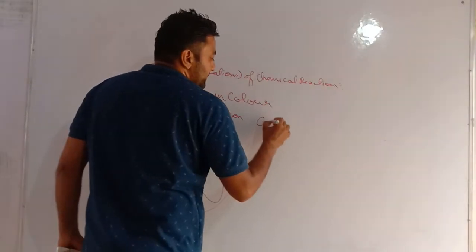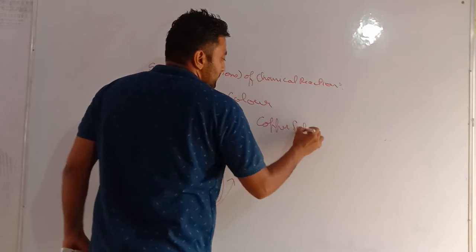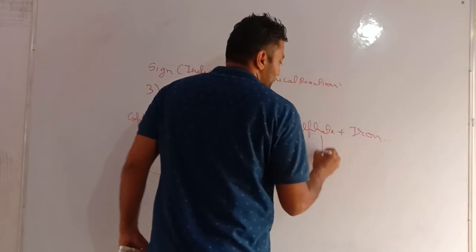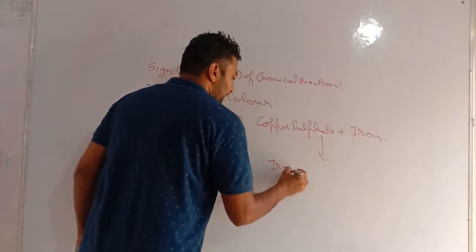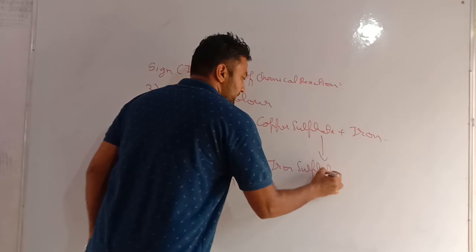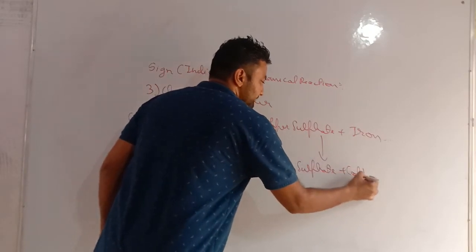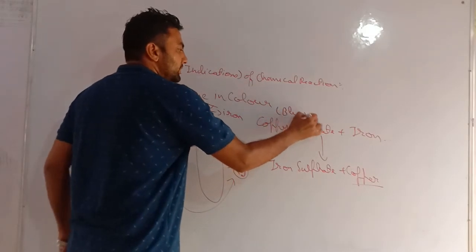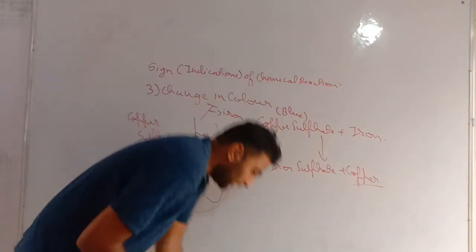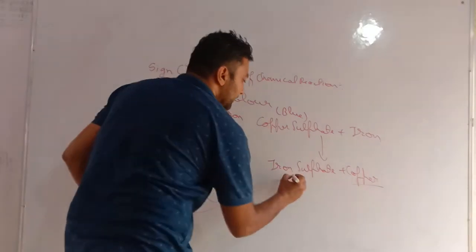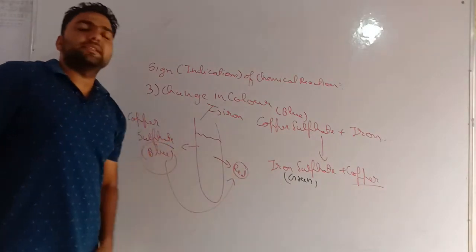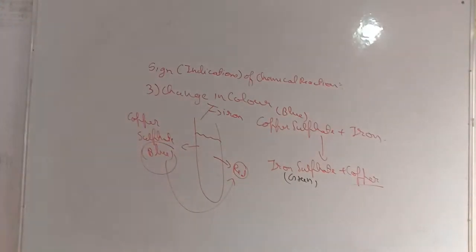How? Copper sulfate plus iron gives me iron sulfate plus copper. See my dear students, copper sulfate had blue color, but after reaction we can see that the solution is of green color now. The reason is that a new product has formed, that is iron sulfate, and it is green in color. Okay, my dear students.